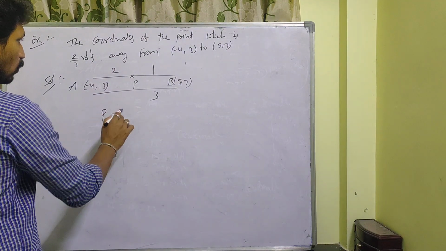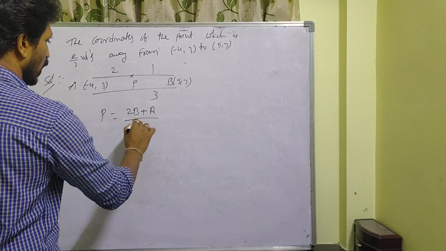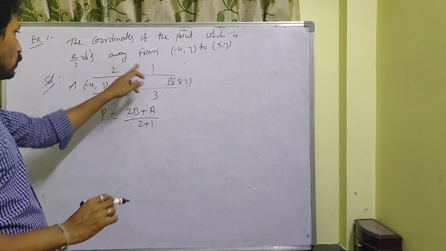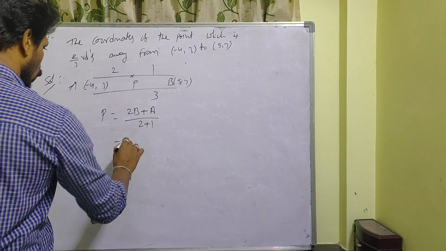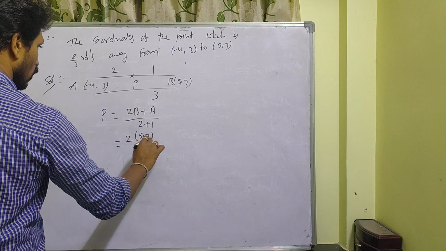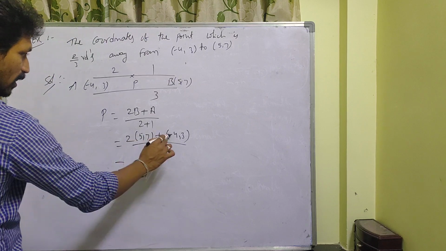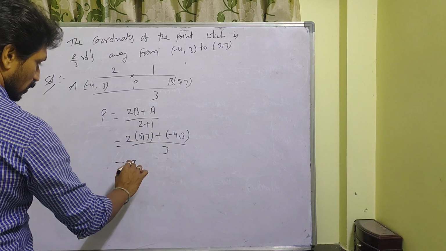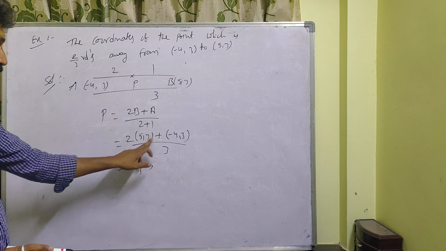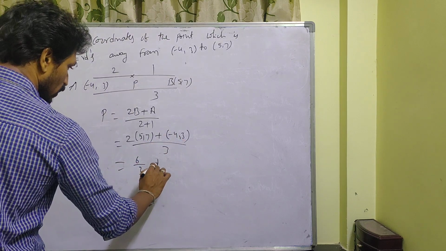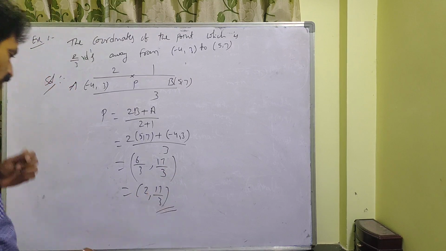Then you can write P is equal to 2B plus A by 2 plus 1, that is 3. What is 2B? 2 into B means 5 comma 7, plus A means minus 4 comma 3, all by 3. So 2 5s are 10, 10 minus 4 is 6, 6 by 3 is 2. Comma, 2 7s are 14, 14 plus 3 is 17, so 17 by 3. Simplified, it is 2 comma 17 by 3. This is our required answer.